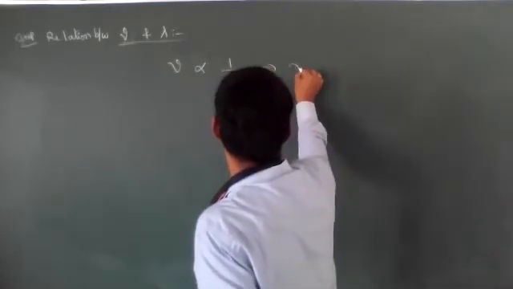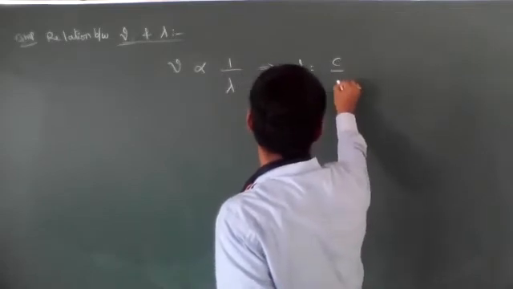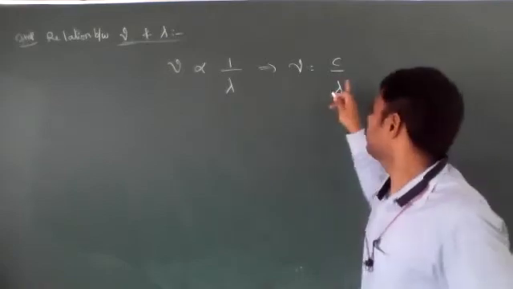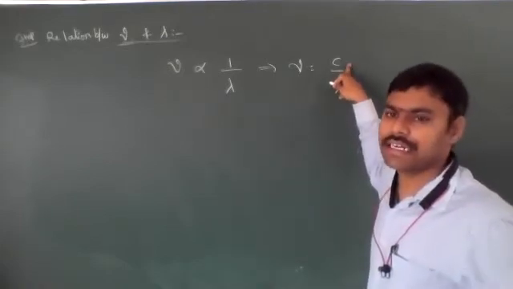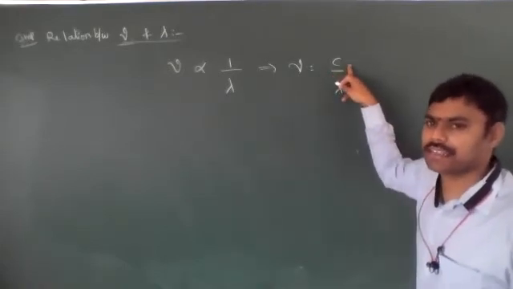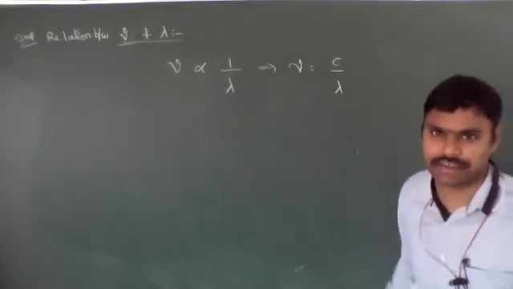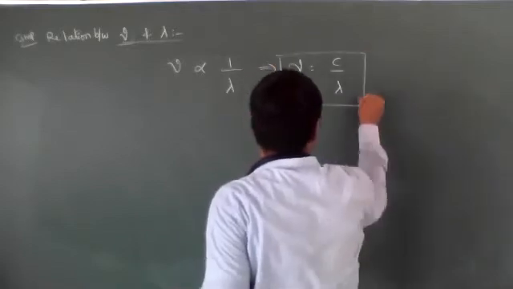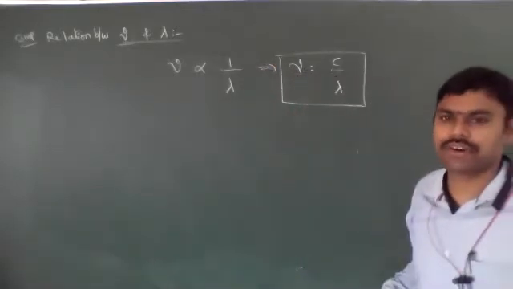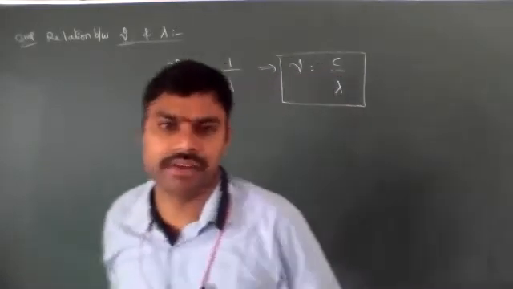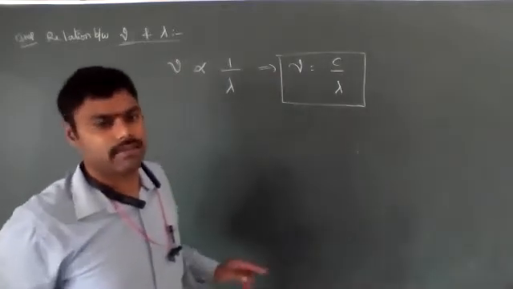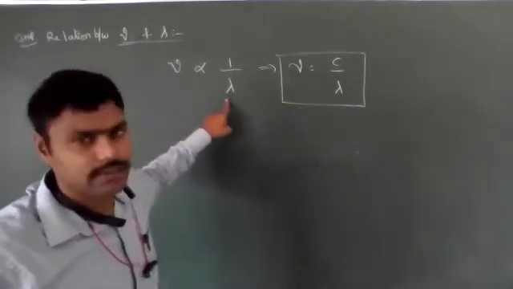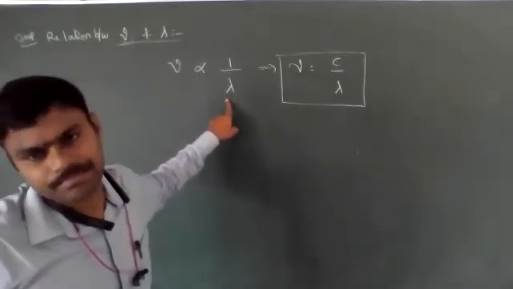Then the frequency nu is equal to c by lambda. What is c? c means velocity of light, or velocity of electromagnetic radiations. This is the formula: frequency nu is equal to c by lambda. c is constant. That's why the frequency is inversely proportional to wavelength.